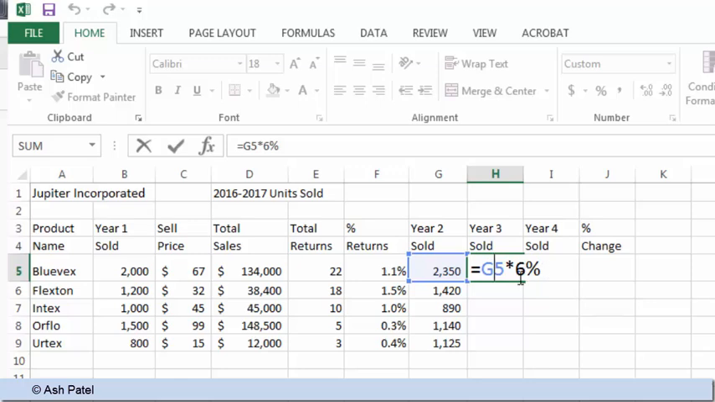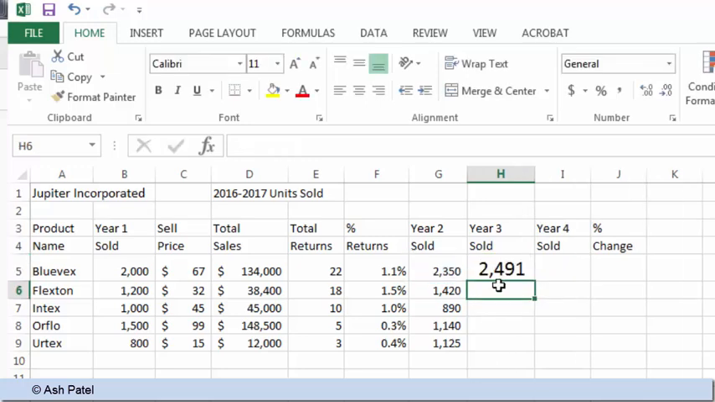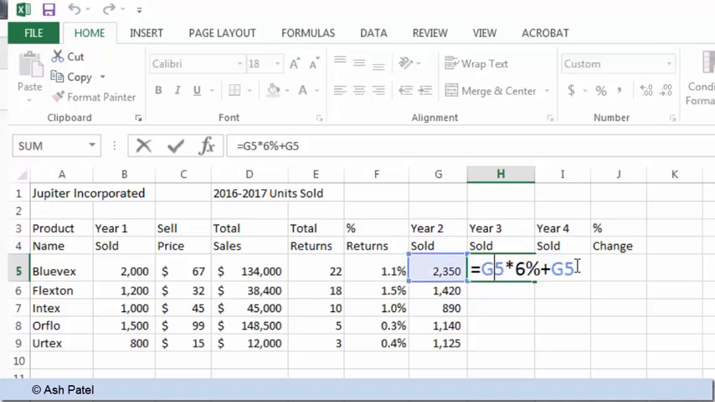So in my formula, just double click, let's add G5. So it's last year, 6% plus last year. And next year, we're going to sell 2,491 units, which is that plus 6%, right? So let's double click and take a look. That's one way to do it.